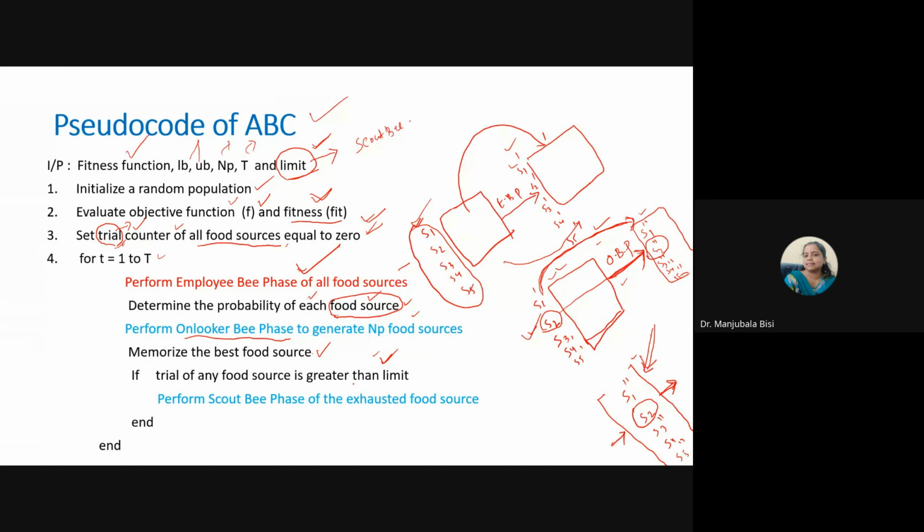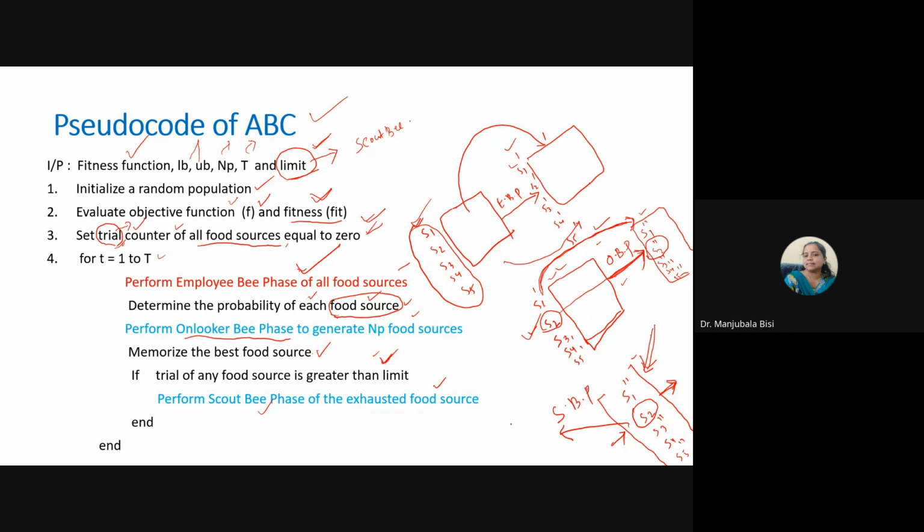For that solution, if this is happening, then we have to perform the scout B phase on the exhausted food source. So whichever solution has a trial value greater than the limit can be considered for the scout B phase. In the scout B phase we again do some operation. Suppose this is the output of the onlooker B phase. Here we will determine whether we have to go for the scout B phase or not.